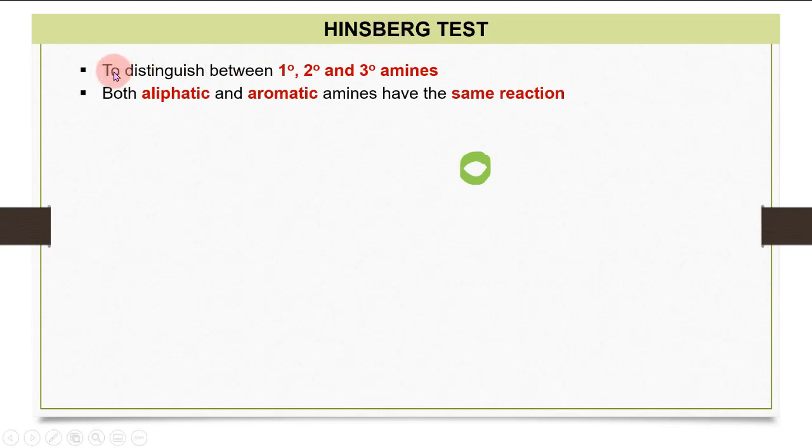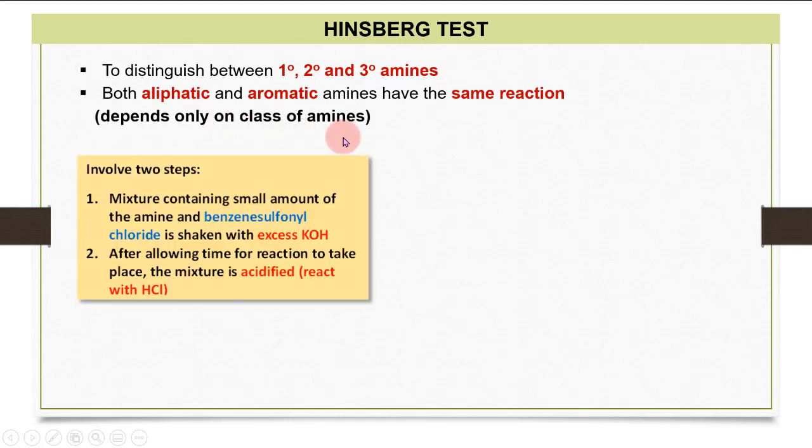The function of Hinsberg's test is to distinguish between primary, secondary, and tertiary amines. Both aliphatic and aromatic amines have the same reaction. That means primary aliphatic and primary aromatic have the same reaction, similar to secondary and tertiary amines. So it doesn't differentiate which one is aliphatic and which one is aromatic. It depends only on the class of amines.